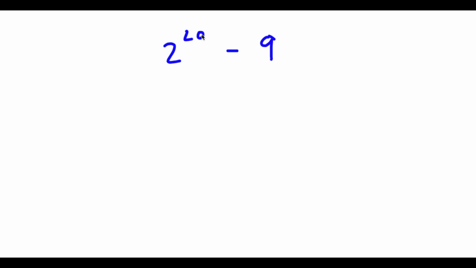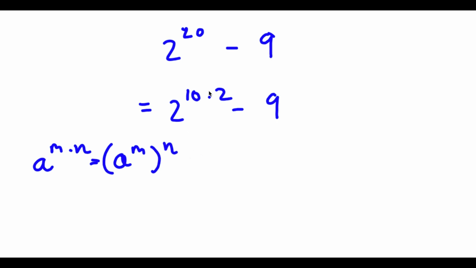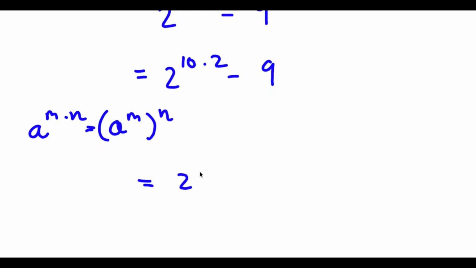All right, so I have 2 to the power of 20 minus 9. So 2 to the power of 20, this is the same thing as 2 to the power of 10 times 2, because 10 times 2 is 20. And now if I have something in the form a to the power of m times n, this can be written as a to the power of m, to the power of n. So 2 to the power of 10 times 2 can be written as 2 to the power of 10, to the power of 2.